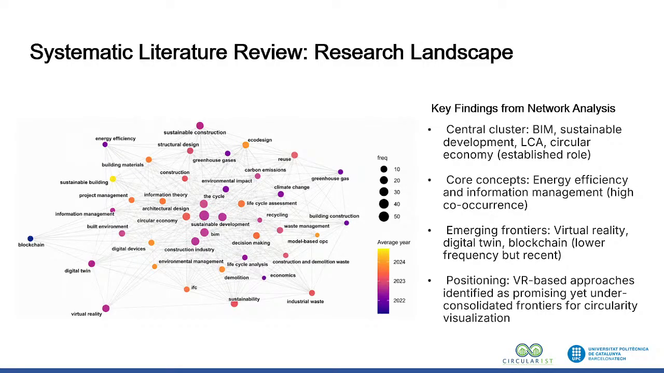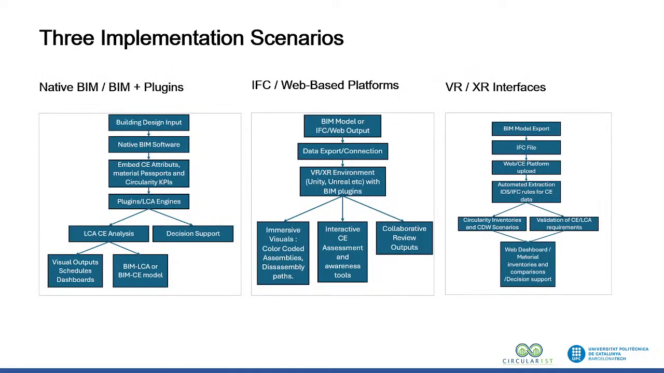First, there is this central general cluster with BIM, sustainable development, LCA, and circular economy. That is what we already do, and it's present in many presentations, with the core concepts of energy efficiency and information management. But then we have these emerging frontiers that start appearing in the literature: virtual reality, digital twin, and blockchain. They are not yet at the core of our research, but we know that they are promising, even if they are still not consolidated.